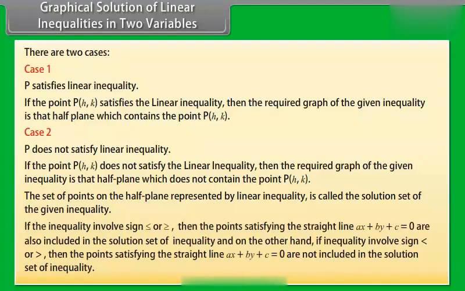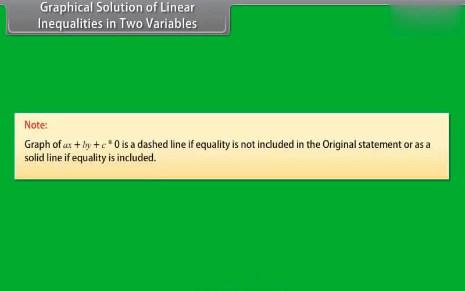If the inequality involves the sign less than or equal or greater than or equal, then the points satisfying the straight line ax plus by plus c is equal to 0 are also included in the solution set of the inequality. On the other hand, if the inequality involves the sign less than or greater than, then the points satisfying the straight line ax plus by plus c is equal to 0 are not included in the solution set of the inequality. Note, the graph of ax plus by plus c is equal to 0 is a dashed line if equality is not included in the original statement, or a solid line if equality is included.